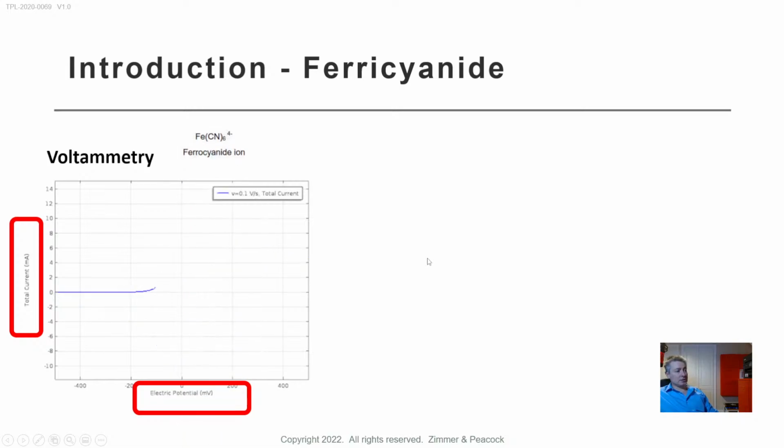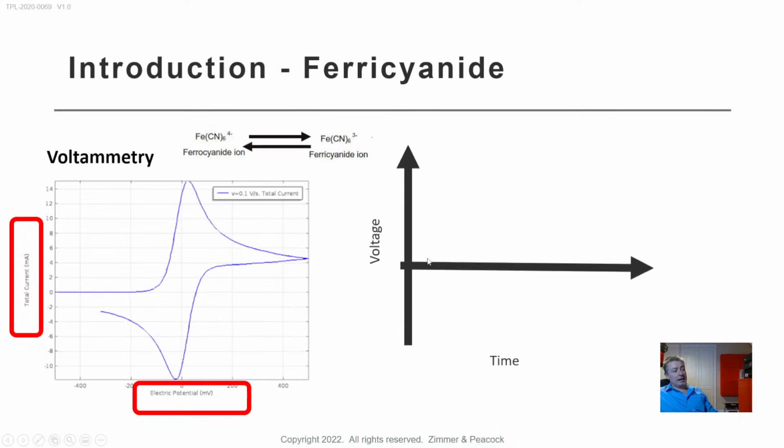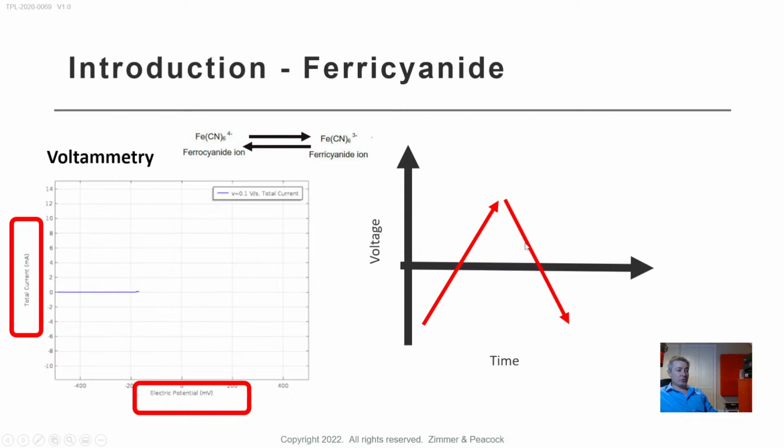So we're oxidizing the ferro to ferri, and we're reducing the ferri back to ferrocyanide. Now, what we're doing in this is the waveform. Many of you will have seen the waveform in the past, but we go from one voltage up to a new voltage and back again. So that's a triangular waveform.